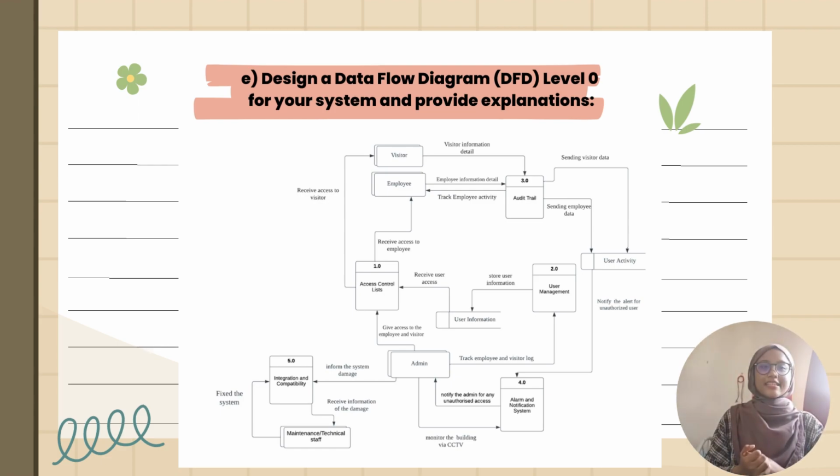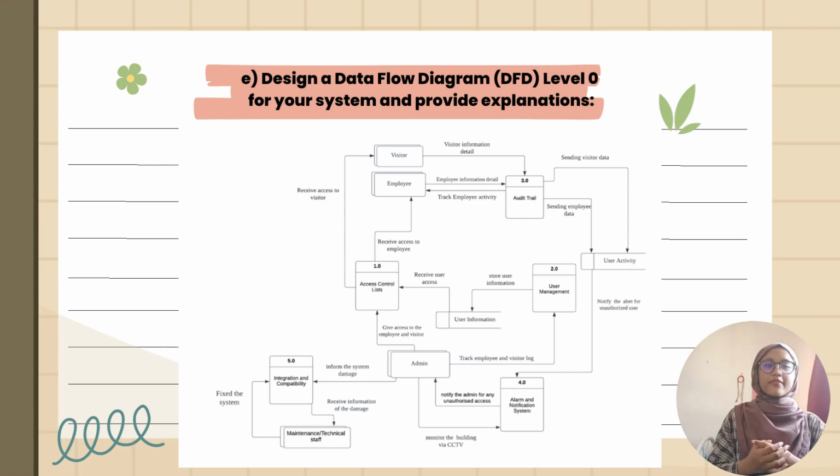The external entities interact with the system through the interfaces provided by the processes. Visitors can access the company through the access control list and audit trail process, while employees interact with the system through the access control list when they receive access for authorization to access within the building, and send the employee information details to the audit trail process to generate an access control report.